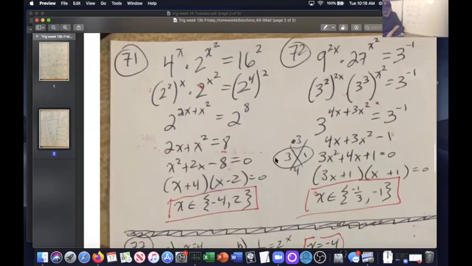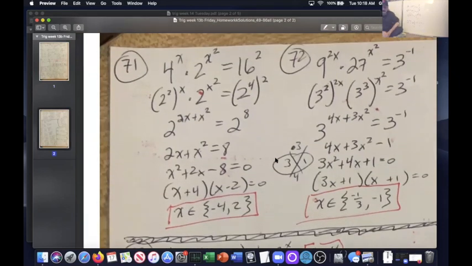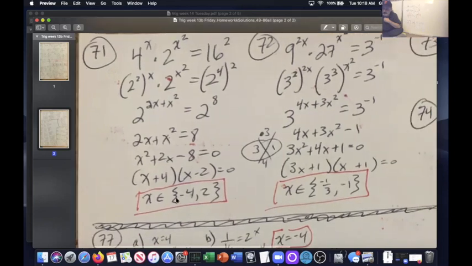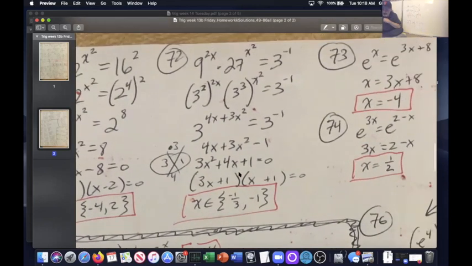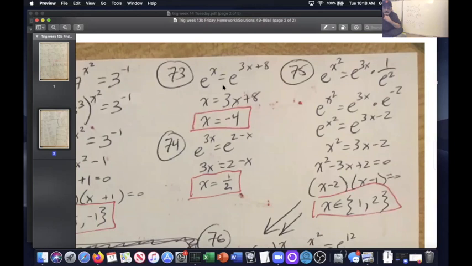All right, and then now 71 is where I would have thought this gets a little tricky, because you've got to be aware of exponent properties. So here you can convert to all the common bases, and then on the left side, if you multiply the common bases, you add the exponents. So that's why you get 2x plus x squared. And now we can put the exponents equal and solve, and you can factor. That's always a good idea. And the same thing here.